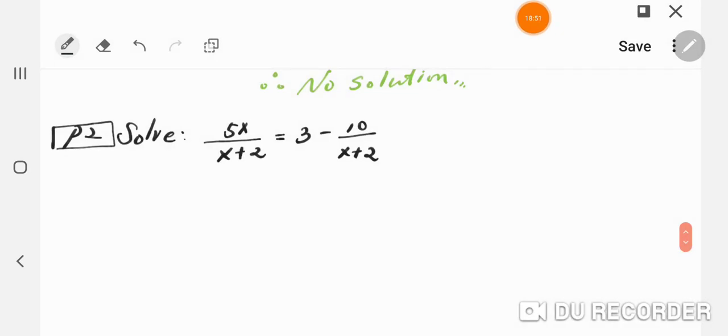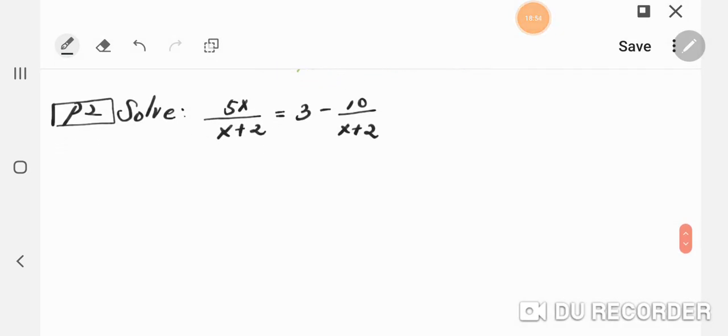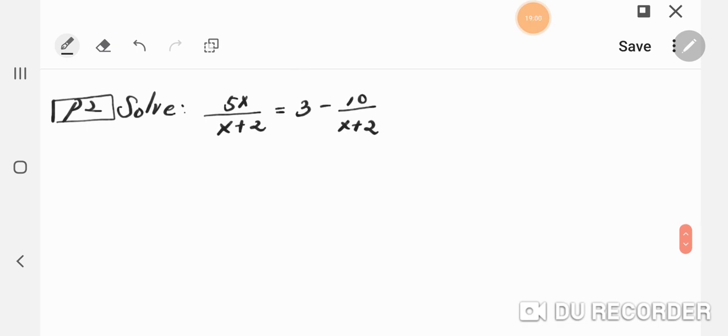All right, please pause this and solve problem number 2. Okay, if you're done, let's try it together. So what is the LCD? The LCD is just x plus 2. So we will multiply the whole equation by the LCD.